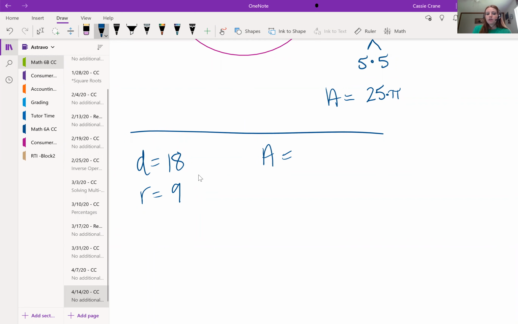So the area here would be pi times the radius, which we found was 9, squared. And then we can just simplify that again like we did the other. So 9 squared is 9 times itself, 9 times 9, which is 81, and then we'll put the pi symbol at the end.